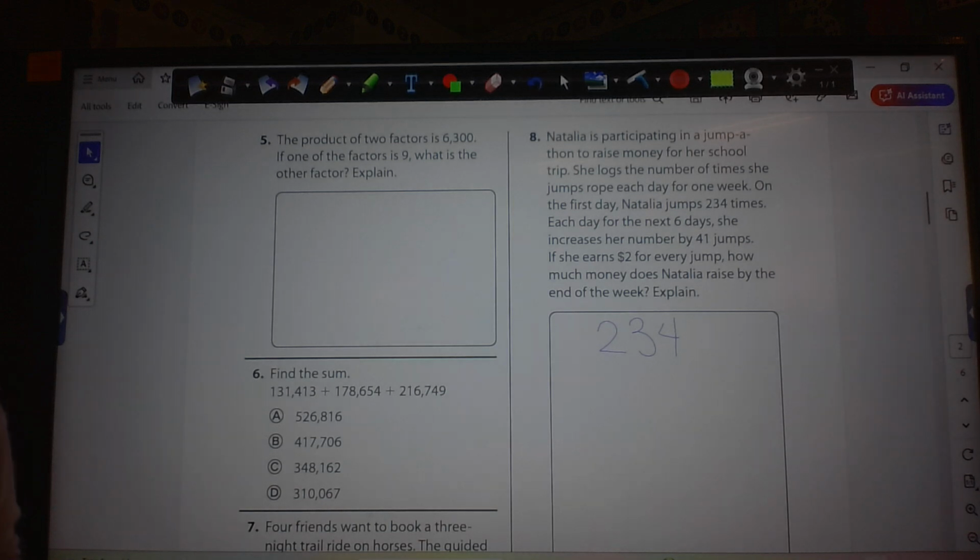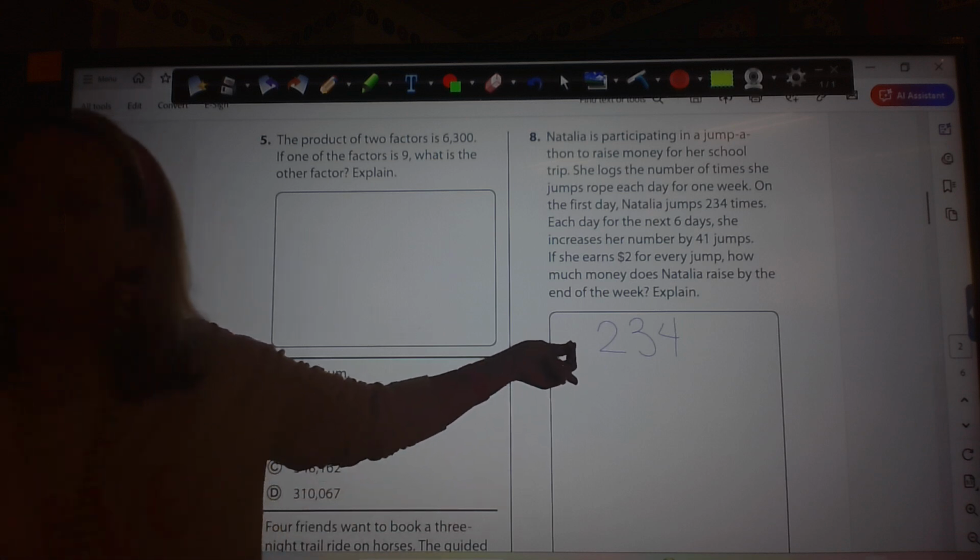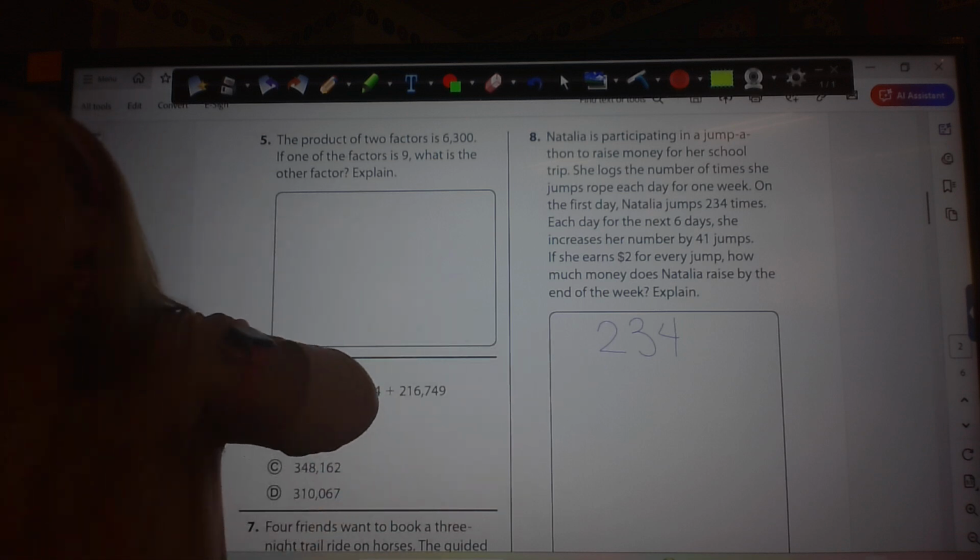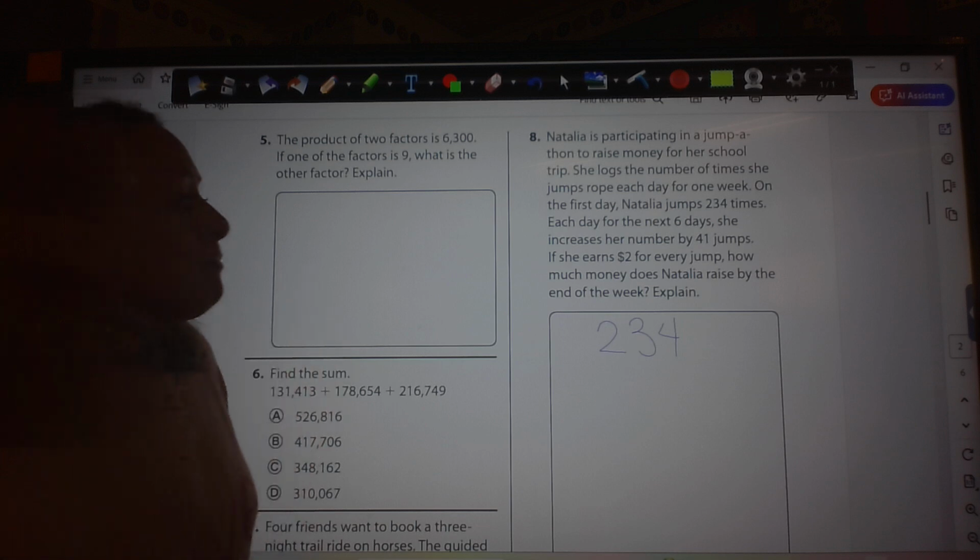Now, if she's logging the number of times she jumps rope each day for 1 week, what are we going to do with our numbers in this problem, Lillian? We are going to add them because obviously if she jumps rope, let's say she does 100 tomorrow, we're not going to take 100 from that. She did 100 more, right? Which, don't write down 100. I was just making an example.